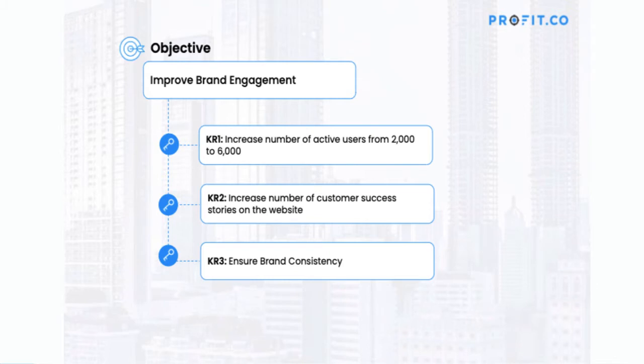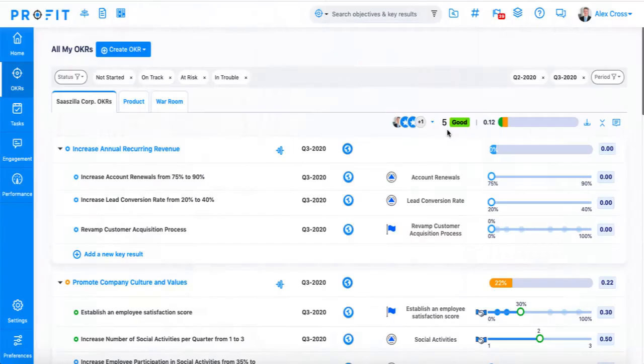For example, maybe you're worried about customer engagement with your brand and want to create the objective, improve brand engagement. Today, we'll go through the process for creating that OKR in Profit. When you first log into Profit, you'll automatically land on your All My OKRs page. You'll see tabs for all of the OKR levels and departments that you have direct access to. Today, we'll be creating our OKR in the Product department.